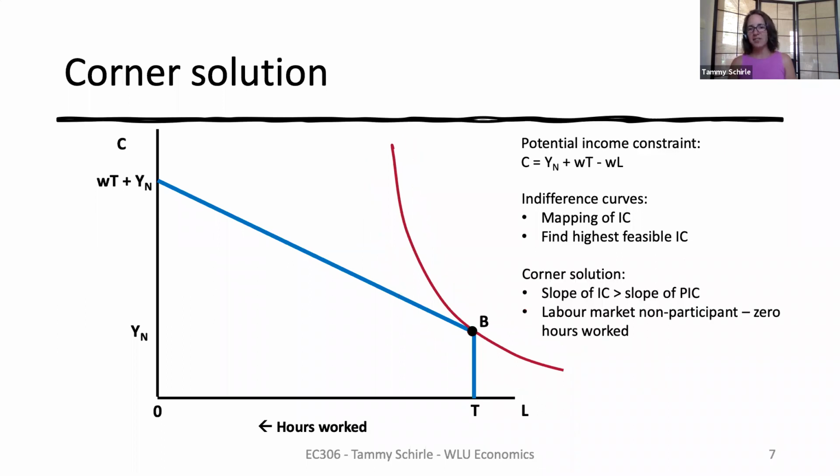When we find the feasible point that makes them as well off as possible, it ends up being at this kink in the budget constraint, at point B here, where their choice of leisure is equal to their full-time endowment so that they don't work at all. And their consumption is entirely based on their non-labor income.